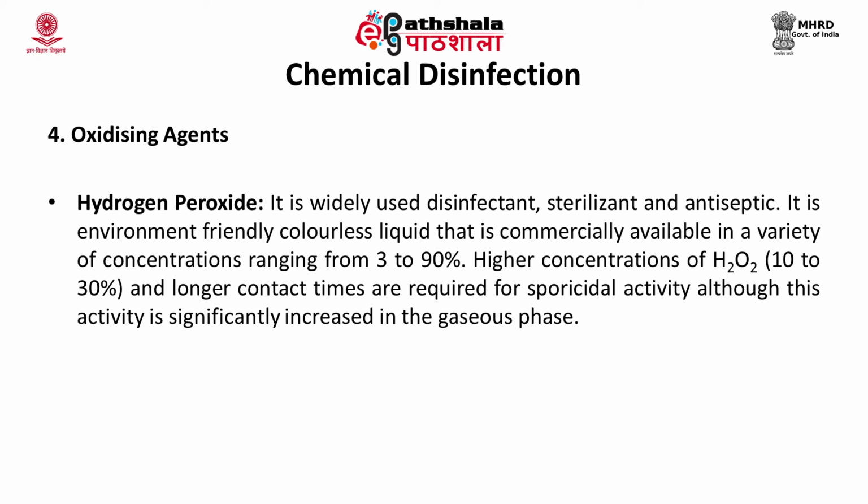Hydrogen peroxide has the broad spectrum efficacy against viruses, bacteria, yeast and bacterial spores. Generally, greater activity is seen against the gram-positive bacteria than the gram-negative bacteria. How? Because the presence of catalase or other peroxidase enzymes in these organisms can increase their tolerance to hydrogen peroxide. Higher concentrations of hydrogen peroxide in the range of 10 to 30% and longer contact times, they are required for the sporicidal activity, although this activity is significantly increased in the gaseous phase.